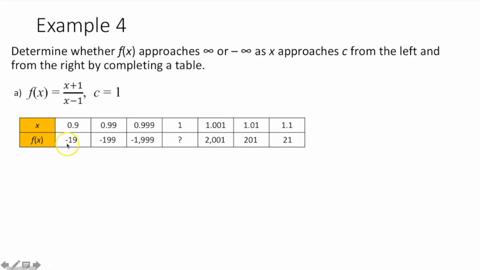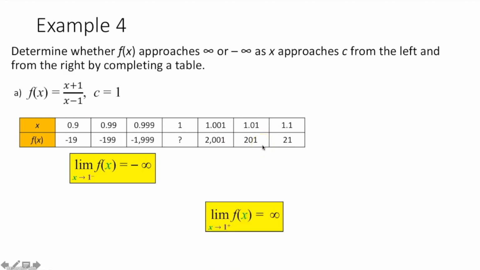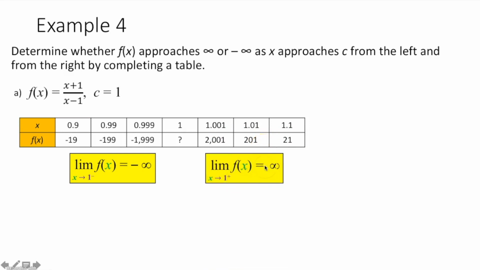Now all you have to do is look at the y values as you approach 1 from the left and from the right. So our limit as x approaches 1 from the left looks as though we are approaching negative infinity. We go from negative 19 to negative 199 to negative 1,999. So the limit as x approaches 1 from the left of f of x has to equal negative infinity. As we come in from the right, we see that we get exponentially greater y values. Therefore, the limit as x approaches 1 from the right of f of x has to equal positive infinity.